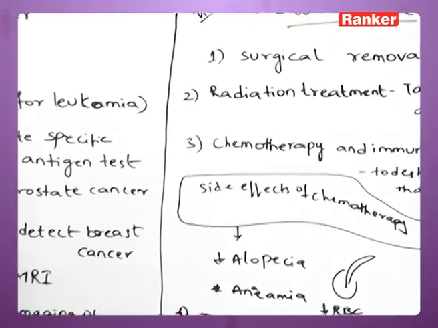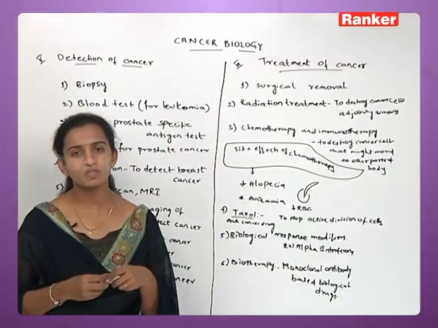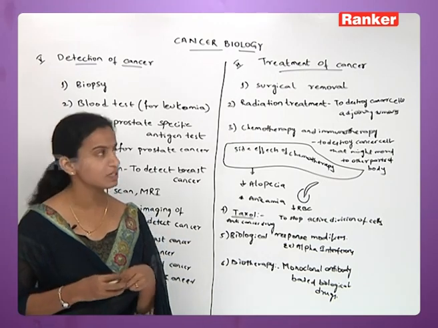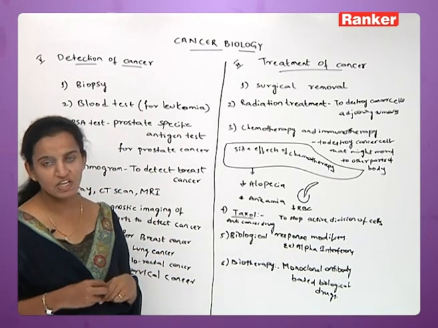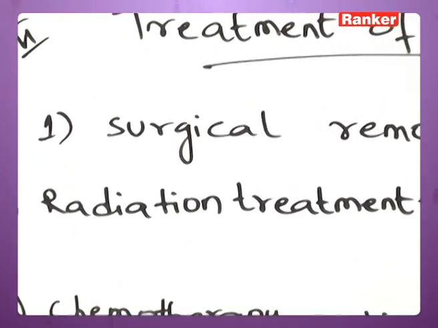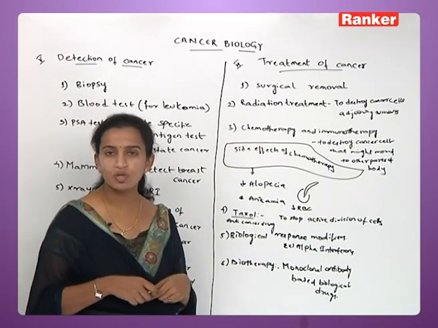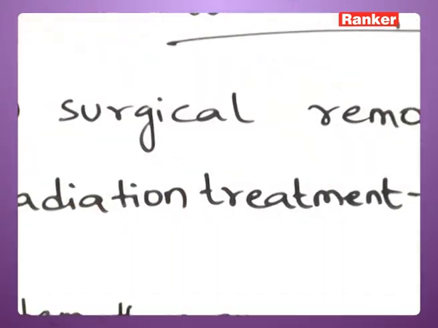Now, coming to the treatment of cancer, there are n number of things which are used to treat these kinds of cancers. One is surgical removal. There are some cancers which can be removed using a surgical method, and radiation treatment to destroy the cancer cells in adjoining tumors.